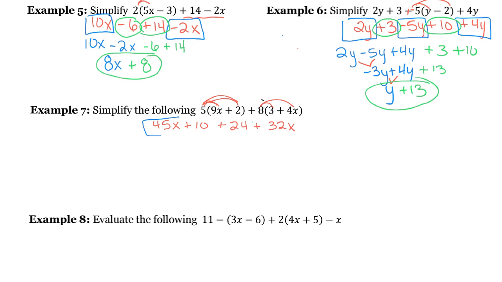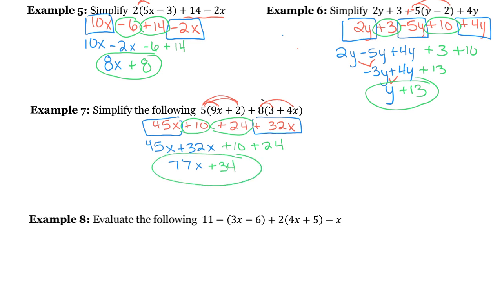Now we're going to figure out what our like terms are. Rewrite them together and combine them. Okay, so just rewriting everything together. So 45x plus 32x is 77x. 10 plus 24 is 34. So now that's our answer.